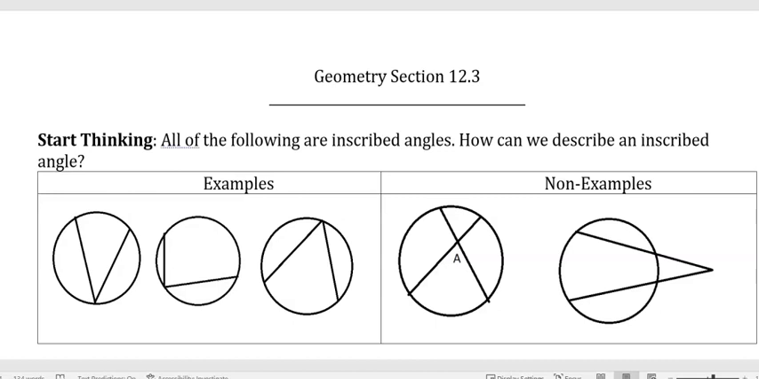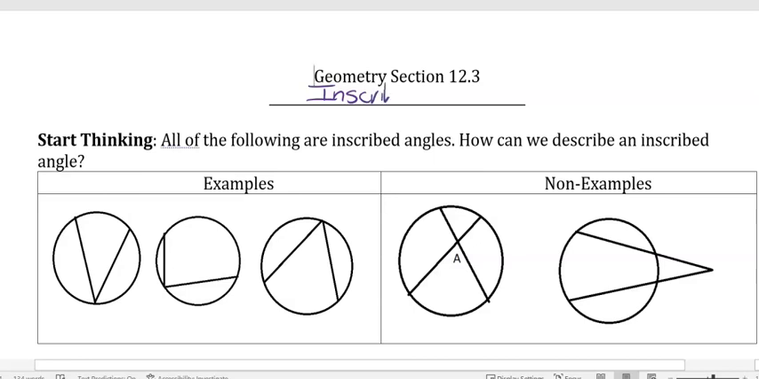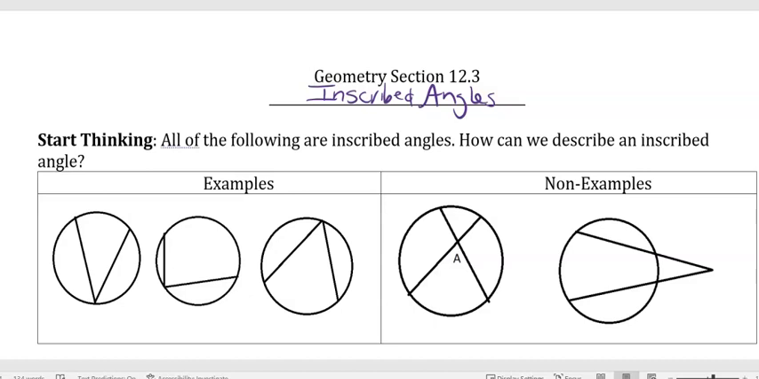Okay, today's lesson is called Inscribed Angles. So far, we've talked about circles. We've talked about the area of circles. We've talked about the circumference of circles.